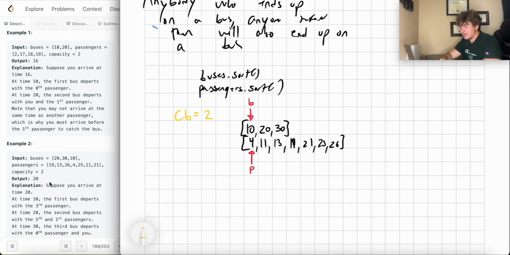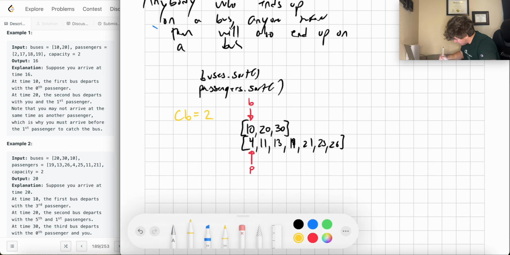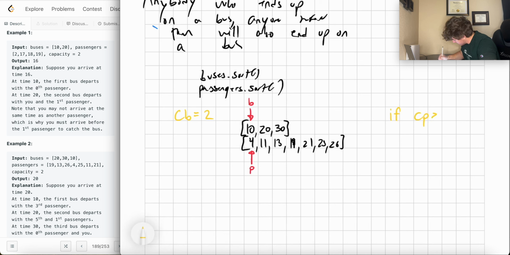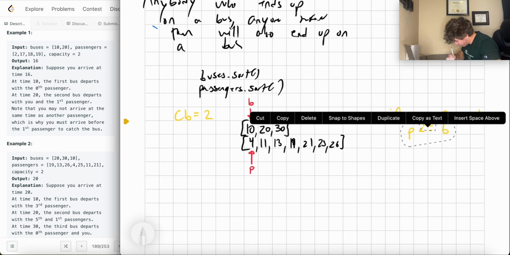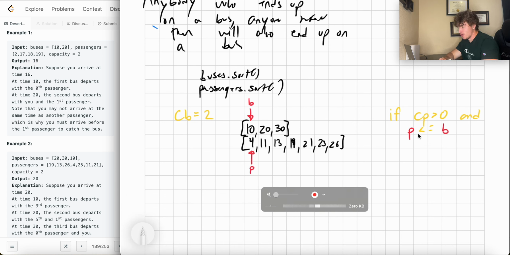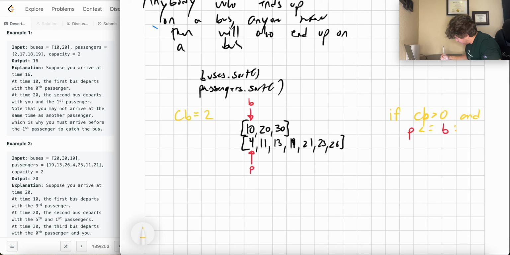Now anybody who arrives before the bus while it has capacity will get on the bus. So what I'll say is, for this person at 4, if there's capacity on my bus, so the capacity is greater than 0, so there's still space on my bus, and the passenger I'm looking at is less than or equal to the bus arrival time, meaning they showed up before this bus arrives and there's space, well, what am I going to do? I'm going to say capacity of B minus equal 1, and I'm going to process the next passenger, passenger plus equal 1.